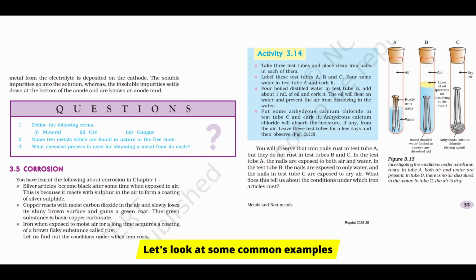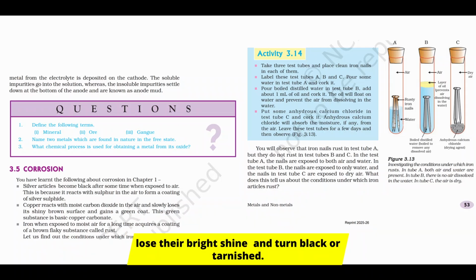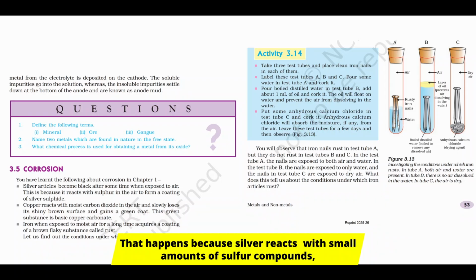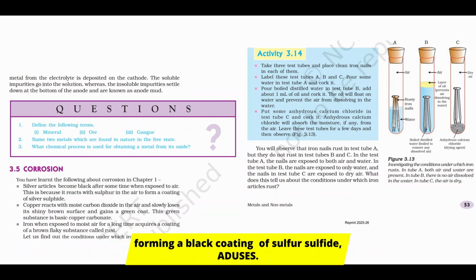Let's look at some common examples you've likely observed. Silver, Ag: when silver articles, like jewelry or cutlery, are exposed to air over time, they lose their bright shine and turn black or tarnished. Yes, silverware goes black. That happens because silver reacts with small amounts of sulfur compounds, like hydrogen sulfide, H2S, present in the air, forming a black coating of silver sulfide, Ag2S.